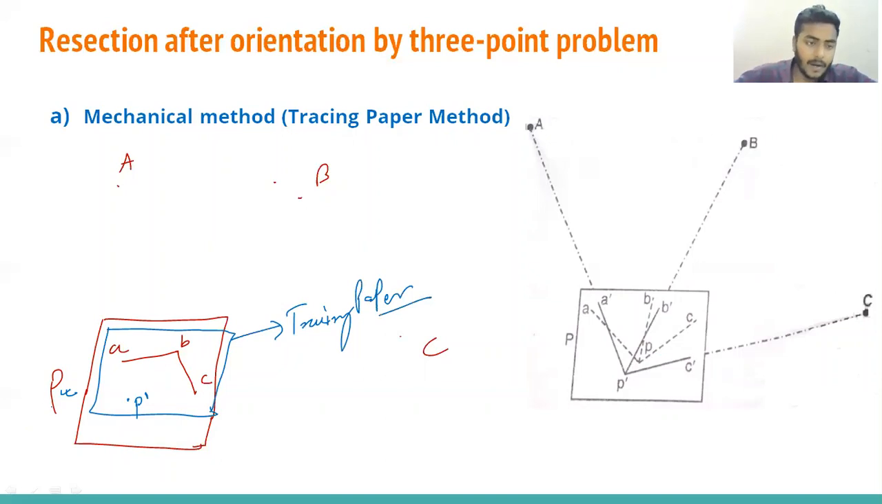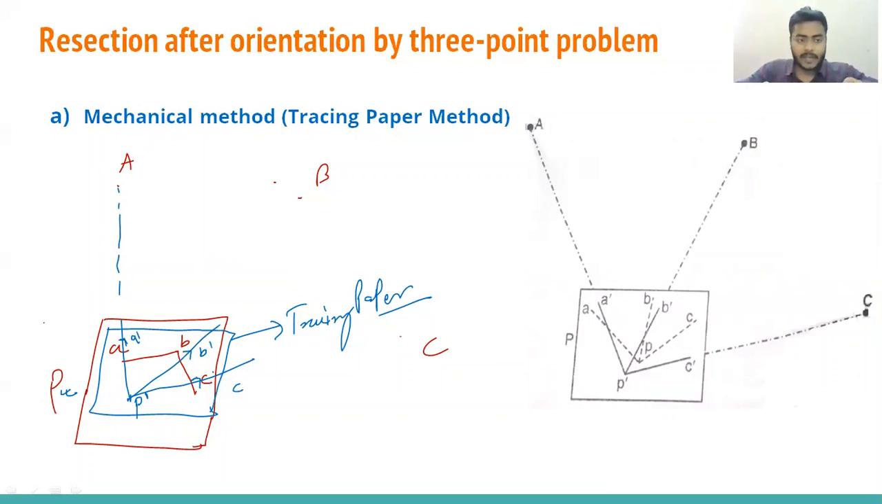Now sight A, B, C. We sighted A, and then we marked, suppose, this is A dash, we marked it somewhere here. This is B dash, we marked here. For example, this is C dash, right? Then we marked it.